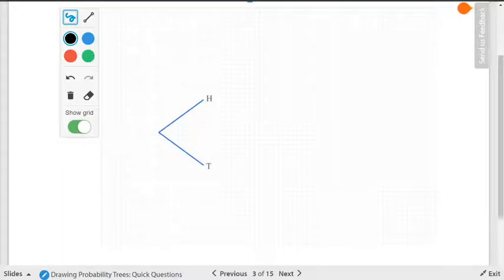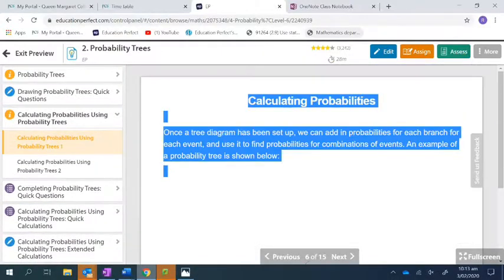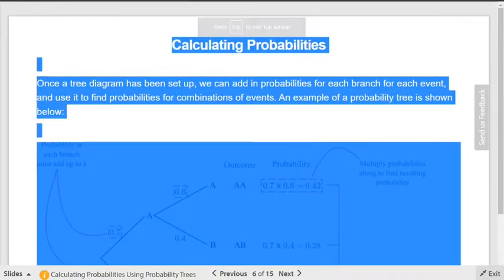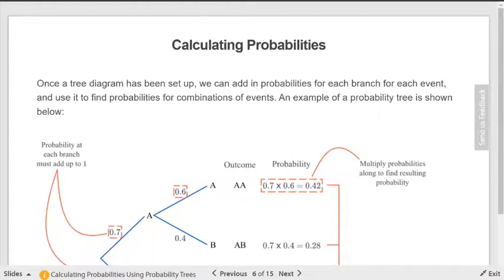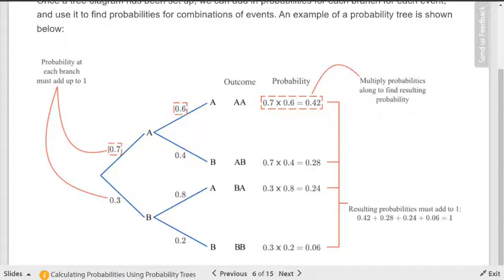All right. Now, we didn't do any probability with those, though, right? So now what we need to do is talk about the calculations with the probability tree. Calculating probability. Once a diagram has been set up, you can add in the probabilities for each event. Now, be careful. Add in means draw it in. That doesn't mean you add, like adding and subtracting. For each event, and use it to find the probabilities for combination of events. An example of a probability tree is shown below.